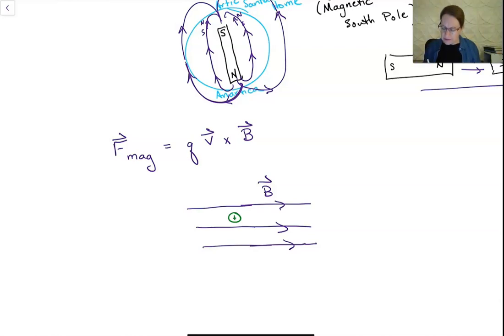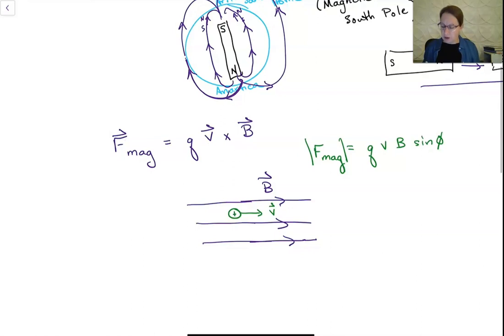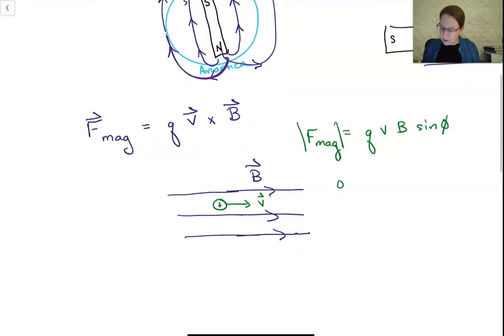And notice that if I send this way, the cross product, if you remember, F magnetic, the magnitude of it is Q times V, then times the sine of the angle between these two vectors. That's the magnitude of the cross product. So in this case, the angle between them is equal to 0 degrees, so the magnetic force is equal to 0. So they need to not be in the same direction.